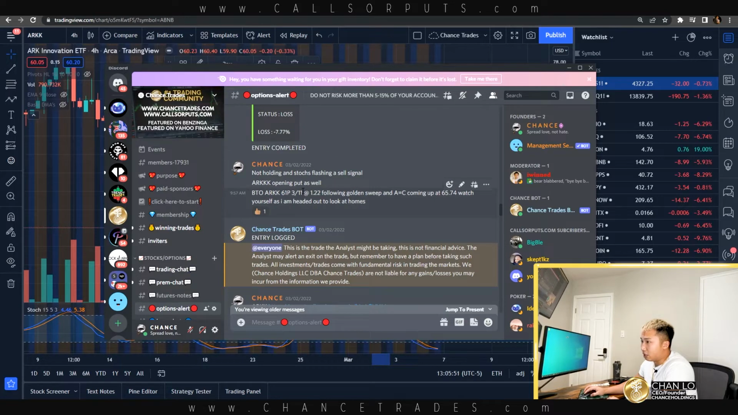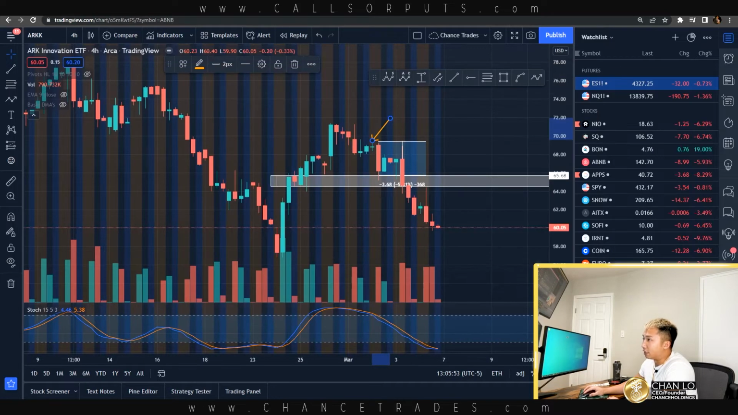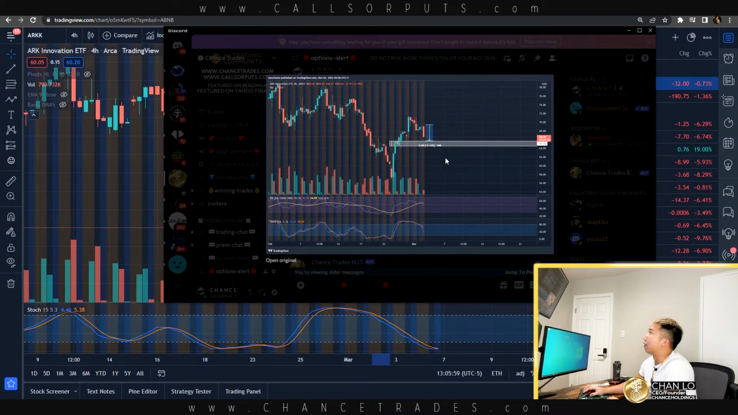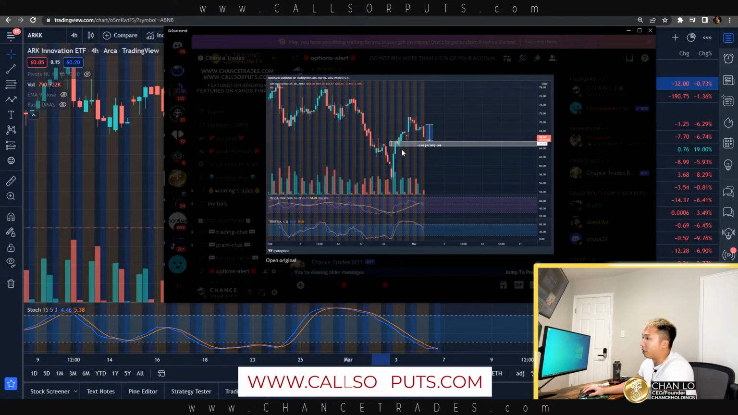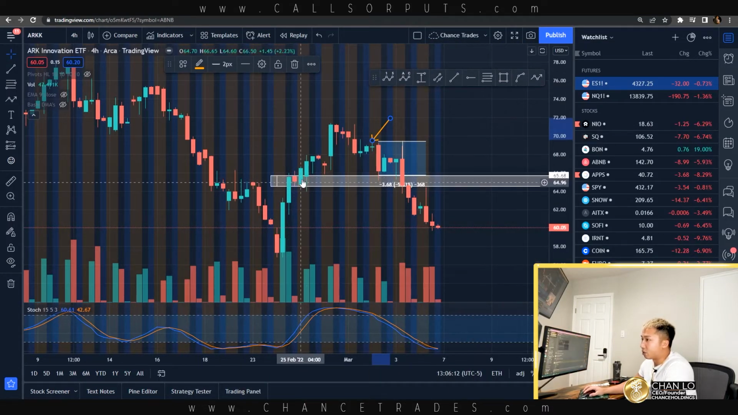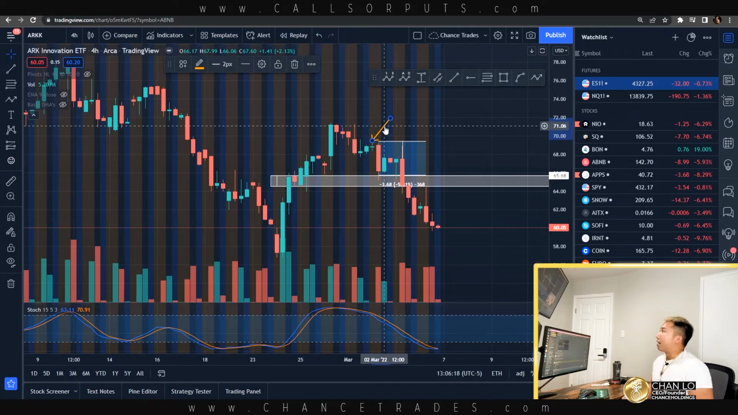This was 9:57, so I got in a little late. But I basically said that it will touch this level, as you can see here. And why I took it was because there is an open imbalance right here. As you can see, there was an open imbalance formed right there. It was a rally, base, rally. When imbalances get formed, they usually fill.